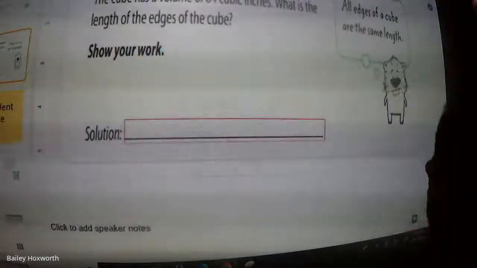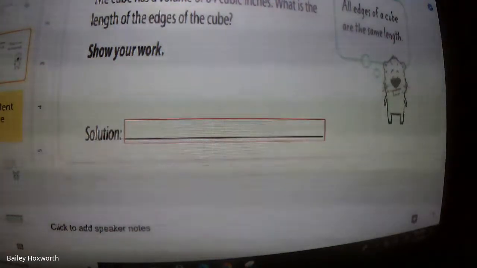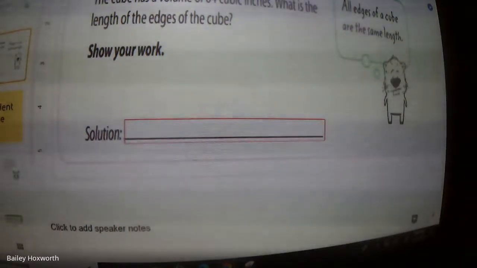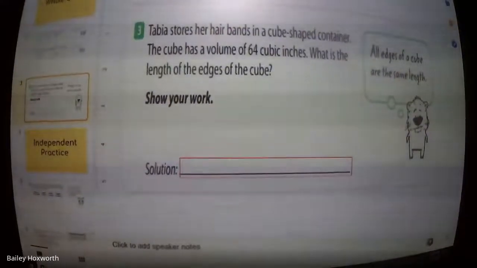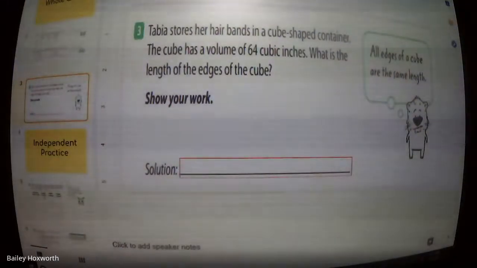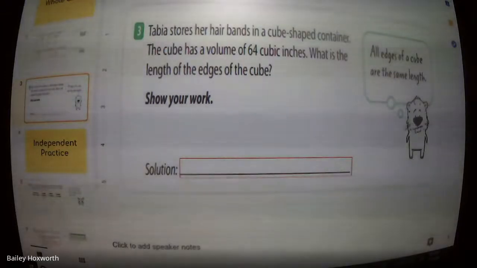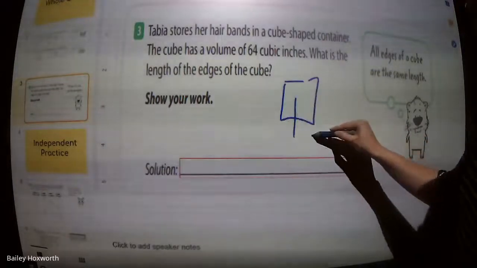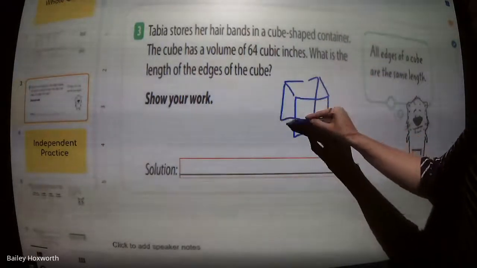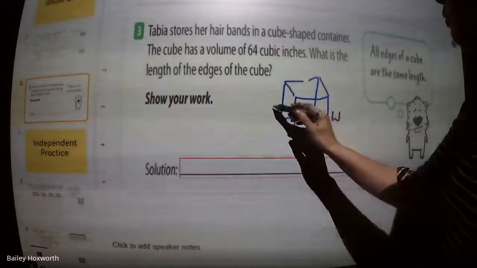The next question says, Tibia, somebody, oh, you can't even see that, stores her hairbands in a cube-shaped container. The cube has a volume of 64. What is the length of the edge of the cube? Then your little friend over here says, just an FYI, remember that a cube has all the same sides. So whatever the length is going to be the same as the width and the height.